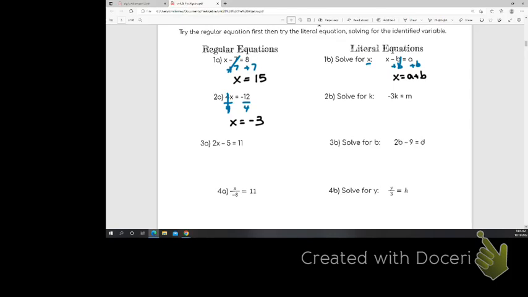And so sometimes there can be some numbers involved, but there's still more than one variable. So I need to divide by negative 3. But since we don't know what m is, that's just what the answer is going to look like.